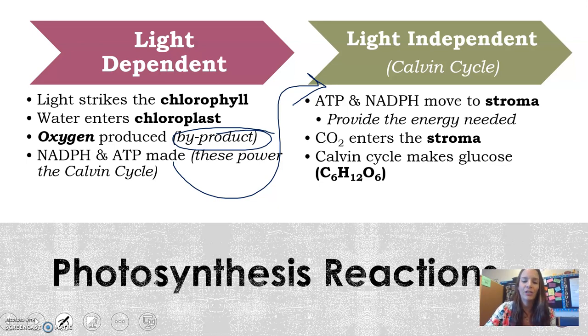It provides the energy needed for the reaction. CO2 is also going to enter the stroma, and as a result, at the end of the Calvin cycle, we get glucose, or that formula you need to remember, C6H12O6.